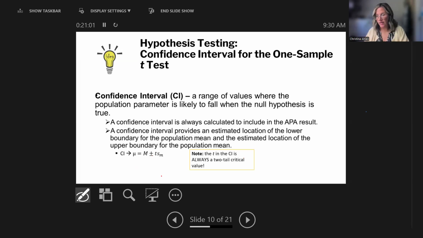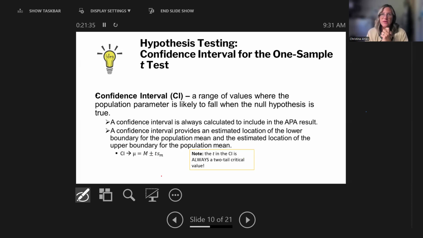So another thing that you'll be calculating with the one sample t-test is a confidence interval. You're actually going to be calculating a confidence interval with all of your t-tests. So you're going to learn 3 different t-tests this semester. You'll have the one sample t-test, which we're learning now. You'll have the independent measures t-test, which is chapter 9. And then you'll have the paired samples t-test, which is chapter 10 with the textbook that is currently being used.